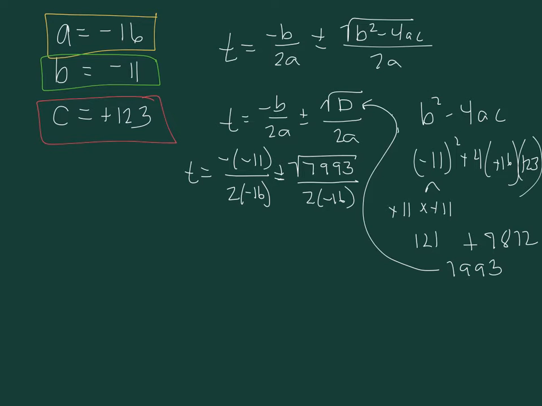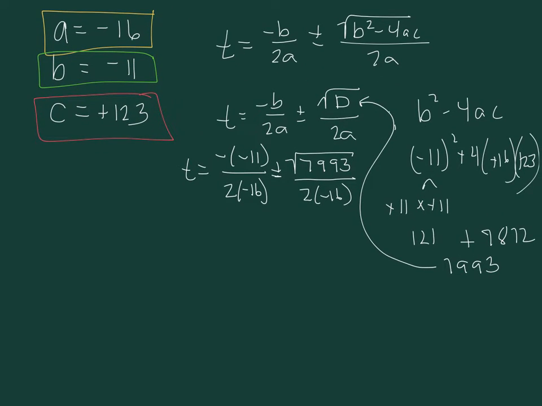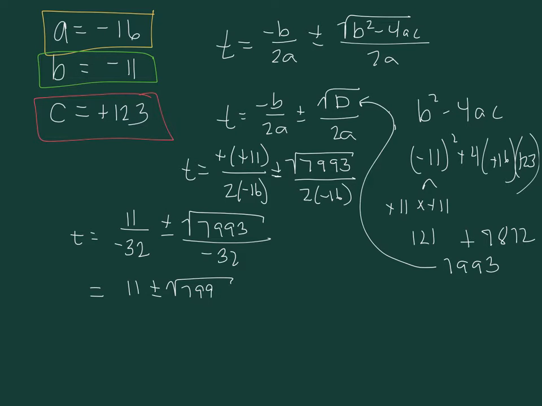We are going to look at t equaling, so negative times negative, so these are positives here. So that's going to be 11, and 2 times negative 16 is negative 32, plus minus the square root of 7,993 all over negative 32. Because these have common denominators, we're just going to say that this is 11 plus minus the square root of 7,993 all over negative 32.